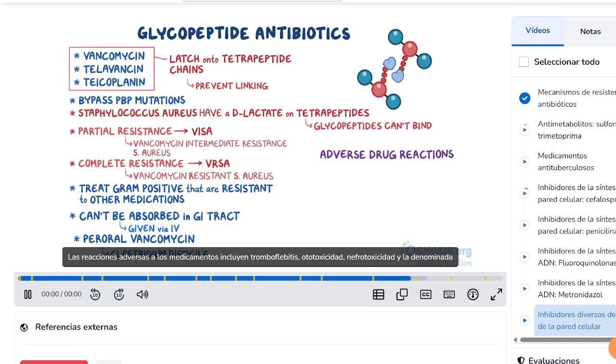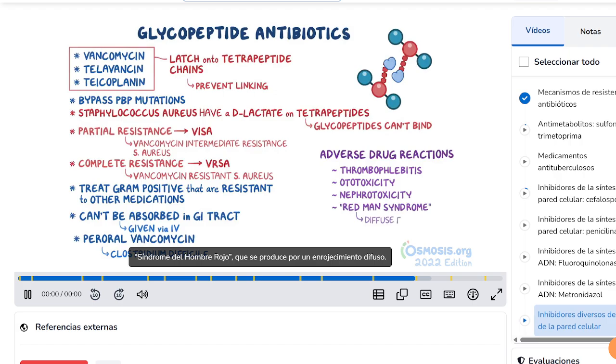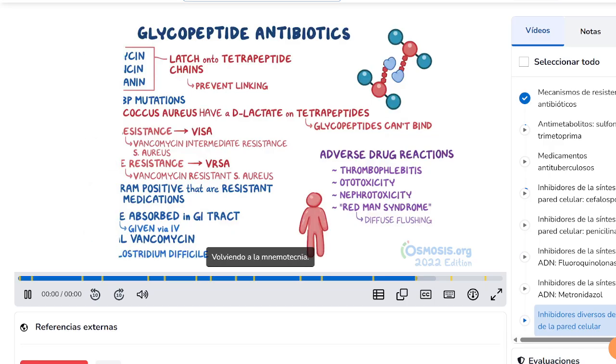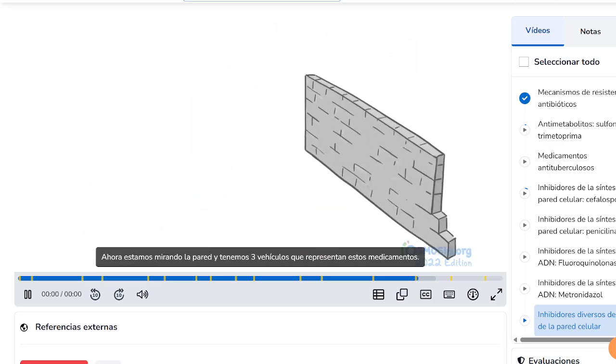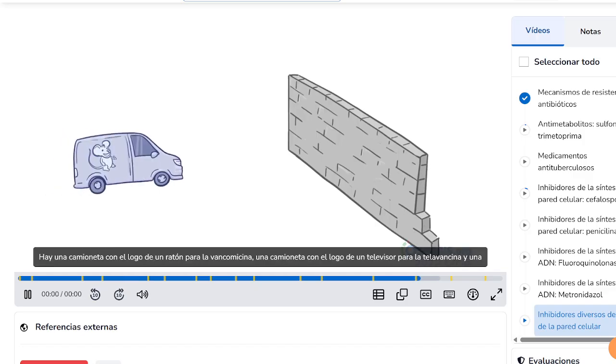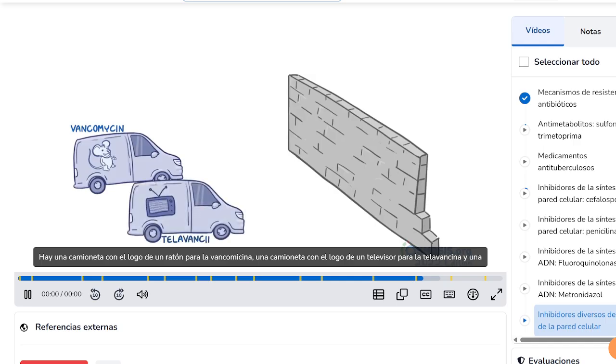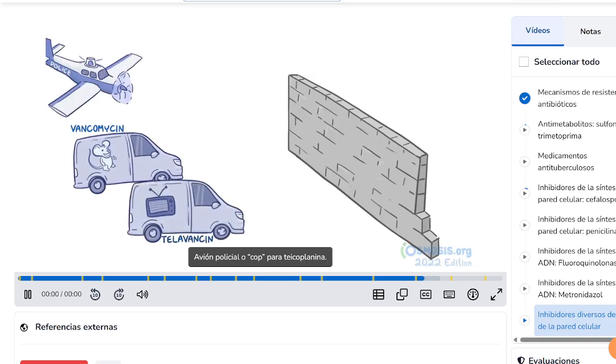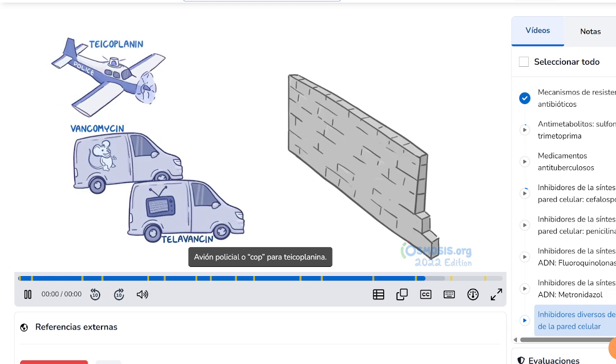Adverse drug reactions include thrombophlebitis, ototoxicity, nephrotoxicity, and so-called red man syndrome, which is caused by diffuse flushing. Back again to the mnemonic. We're now looking at the wall and we have 3 vehicles representing these medications. There's a van with a mouse logo for vancomycin, a van with a TV logo for telavancin, and a police or cop plane for teicoplanin.